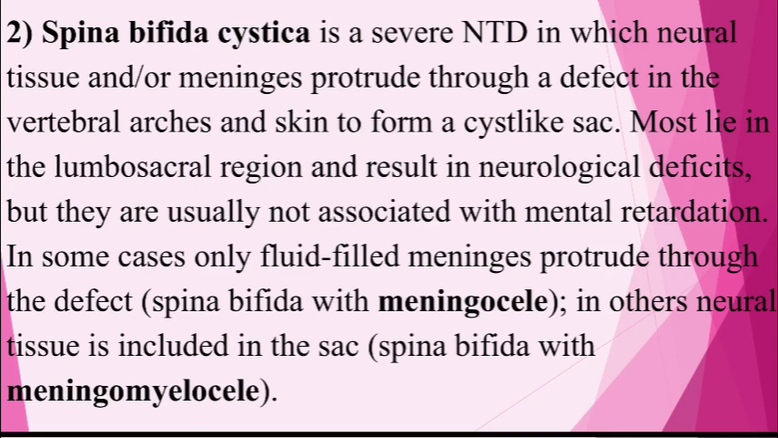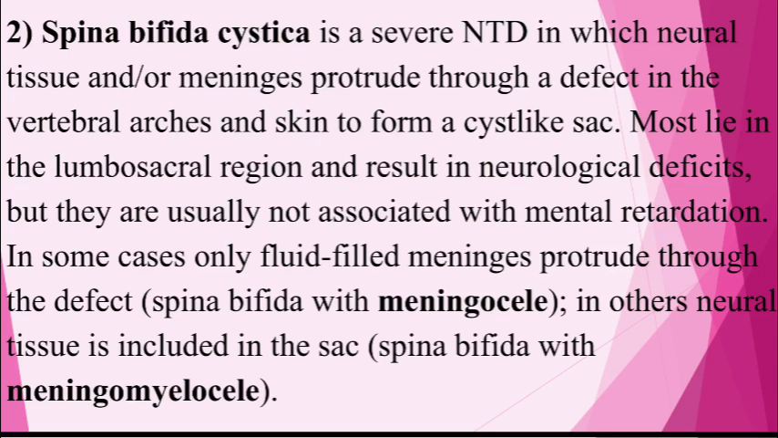Then the second one I mentioned is spina bifida cystica. It is a severe neural tube defect in which neural tissue, and you might also have meninges, protrude through a defect in the vertebral arches, and also protrude through the skin to form a cyst-like sac. Most lie in the lumbosacral region, and you have neurological deficits, but they are usually not associated with mental retardation.